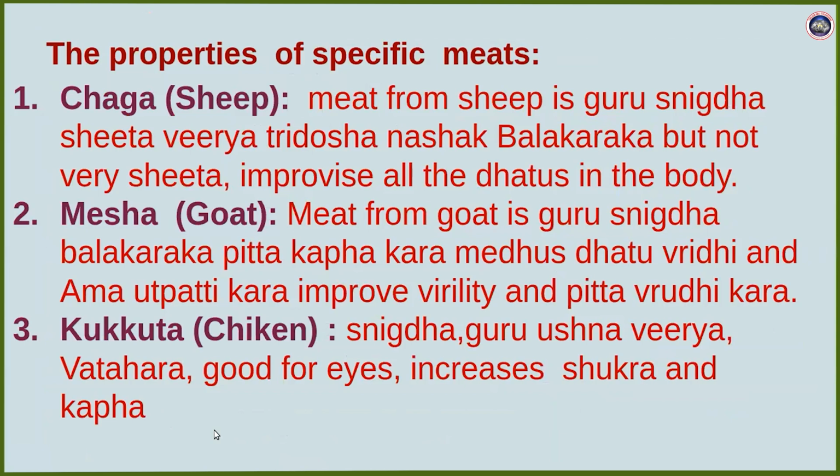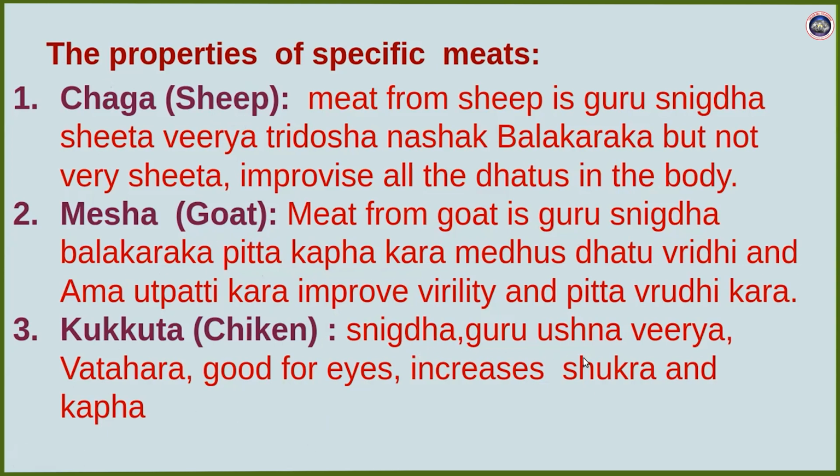So the properties of specific meats we again have. We'll go around very quickly. Chaga is goat, Mesha is sheep, and Kukkuta is chicken. Generally we take these 3 things. They are tridosha nashaka, balakaraka, but not very shita. Sheep is not that cool, but still it improves all the dhatus of the body. Mesha is Guru Snigdha Balakaraka Pitta Kaphakaraka. Sheep is good, better than goat, because Pitta and Kapha cause heaviness as well as heat in the body. So if you want to prefer, sheep is better than goat.